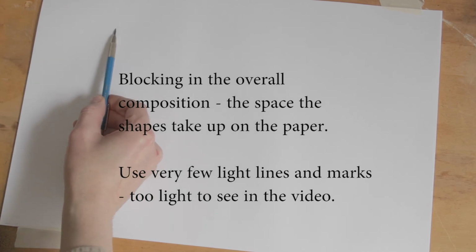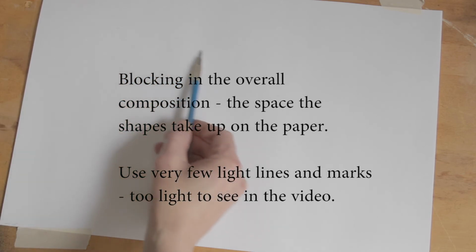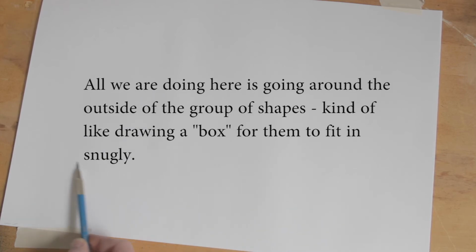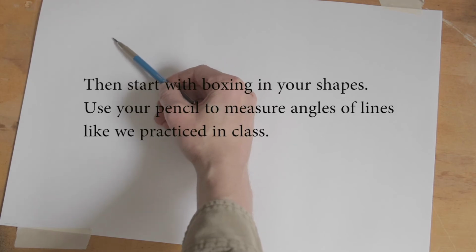We're going to begin by blocking in the overall composition, the space that those shapes take up on the paper. The shapes as in a group. Think of the shapes as one big object. So you want to work from large to small. So all we're doing is going around the outside of the group of shapes, kind of like drawing a box to fit them in. Very light lines. You can probably barely see them on the video if you can at all.